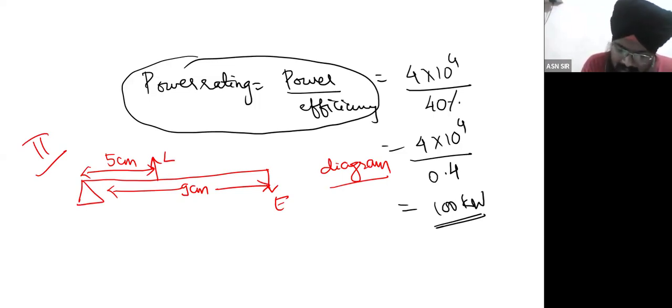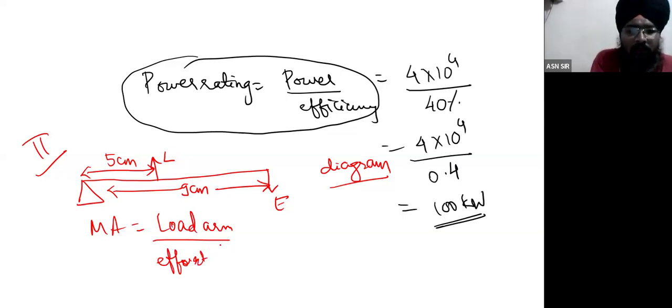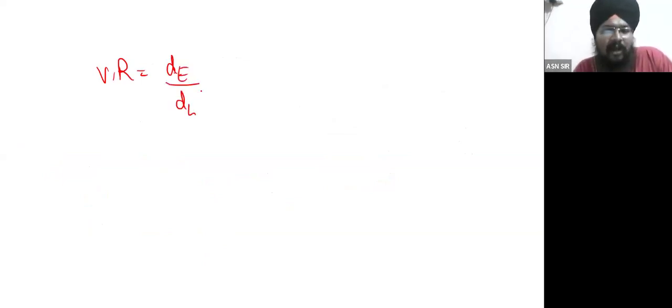What is the mechanical advantage and velocity ratio if its efficiency is 100%? So we know that mechanical advantage is load arm divided by effort arm. I'll take velocity ratio first. Both things we are required to find out. Velocity ratio, I can take as displacement of effort upon displacement of load. Since the efficiency... you can do it in other ways also.